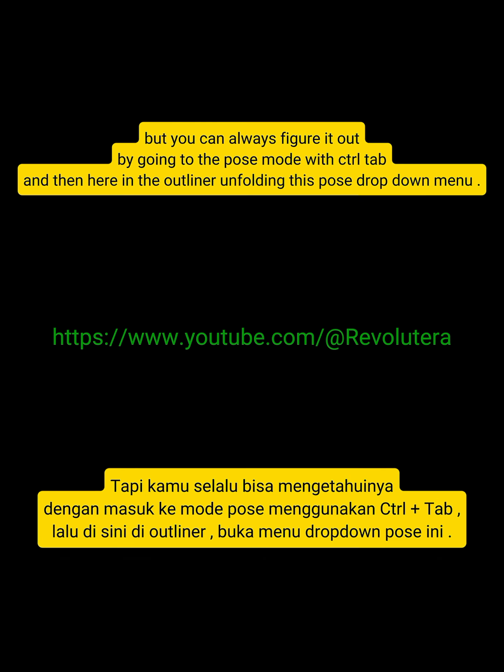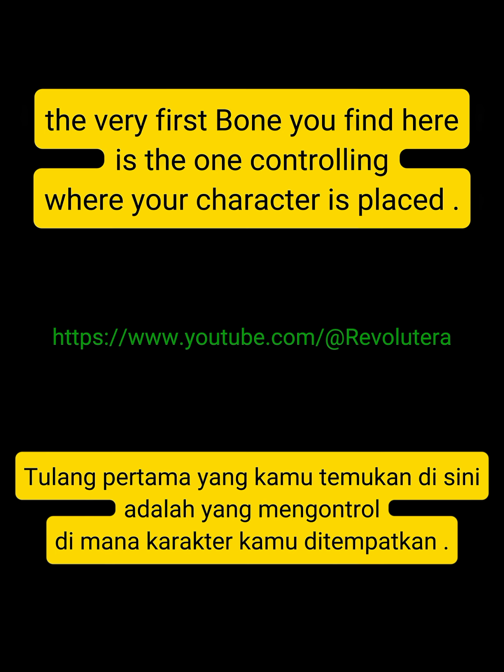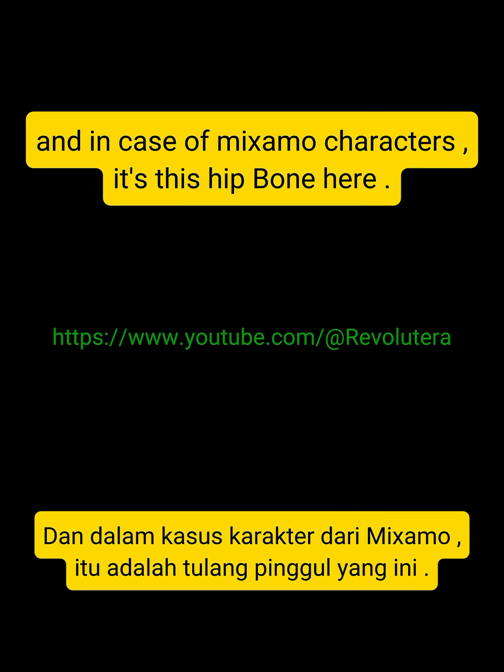But you can always figure it out by going to pose mode with Ctrl Tab and then here in the outliner unfolding this pose drop down menu. The very first bone you find here is the one controlling where your character is placed. And in the case of Mixamo characters, it's this hip bone here.